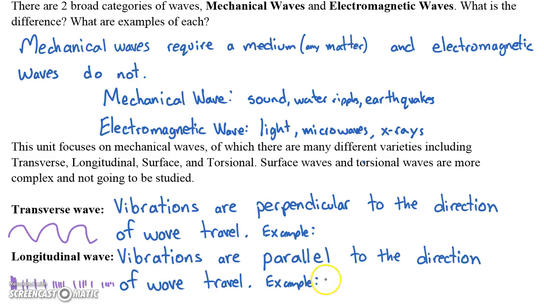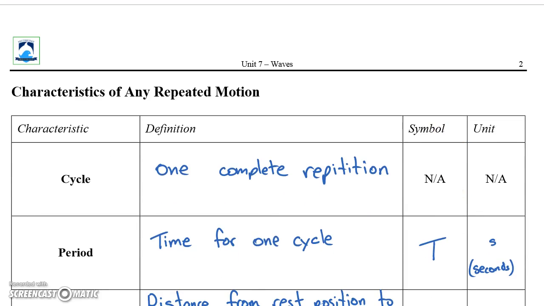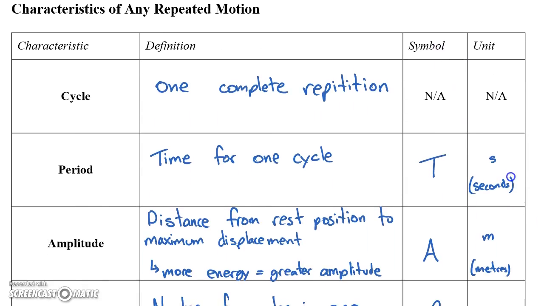An example of that would be sound is a longitudinal wave. An example of a transverse wave, where it's moving perpendicular, would be water ripples. And so if you just throw a rock in a pond, you see the ripples flow out from where the rock goes in the water. Those ripples move up and down, though the wave is moving out. So they're moving in perpendicular directions. Transverse, longitudinal waves.